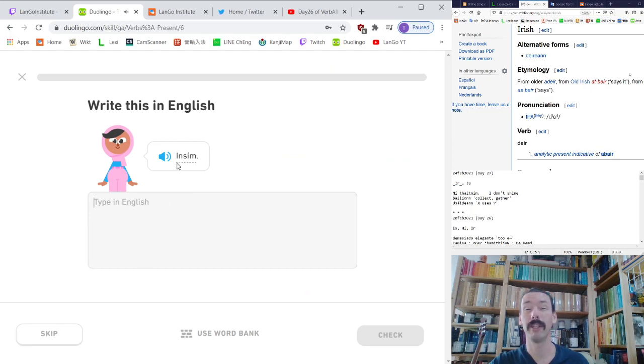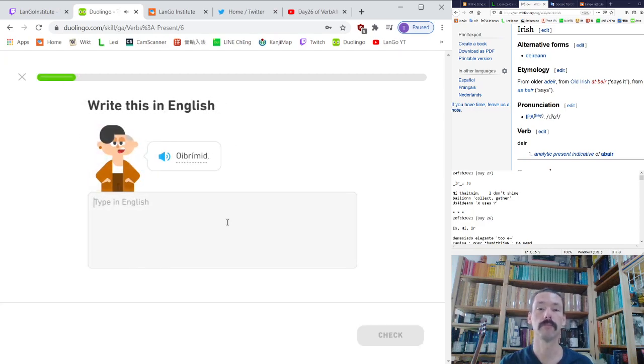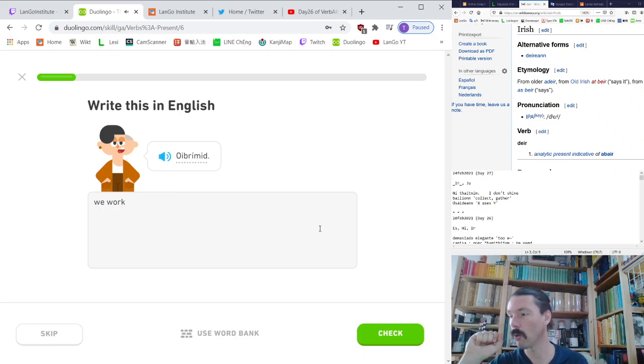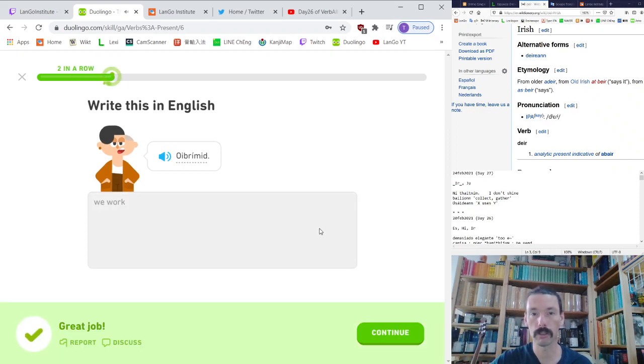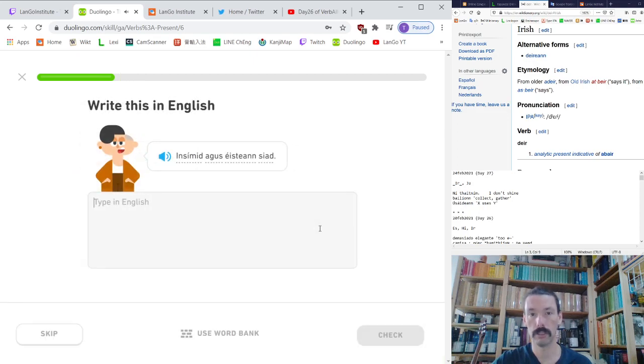Insím. I tell. Oibrímid. Oibrímid, that's we work. So think of our word operate. I think this is a loan from Latin. It's not the I form, it's the we form. We work. It's spelled O-I, but the sound is not oi, but i. Oibrímid, we work. Insímid agus éisteann siad. Insímid, we tell. Agus, and éisteann siad, they listen. Listen, they.